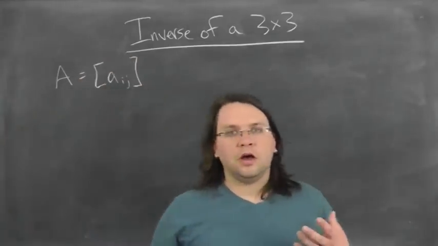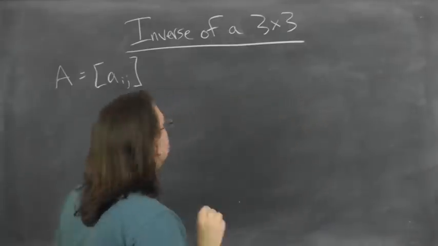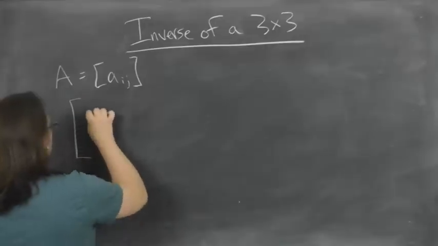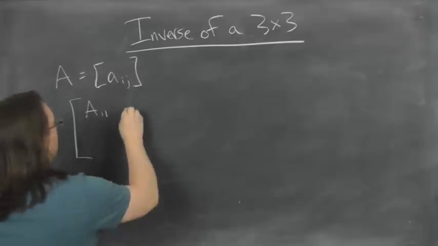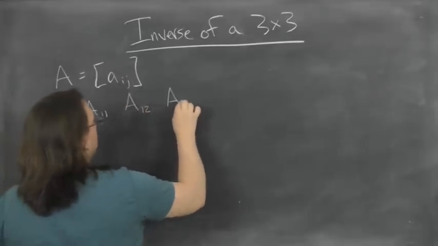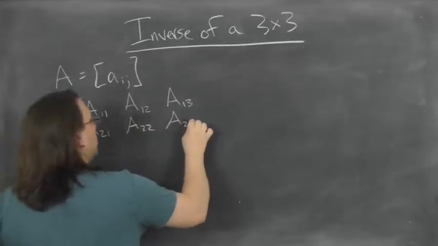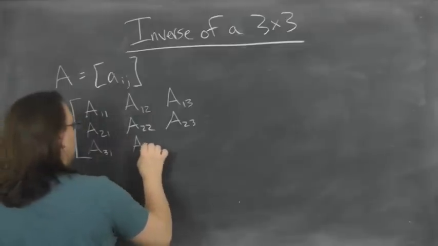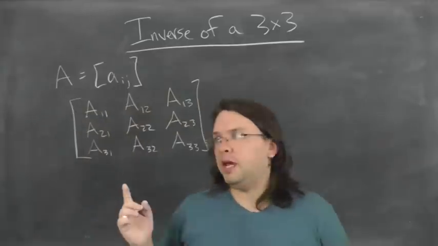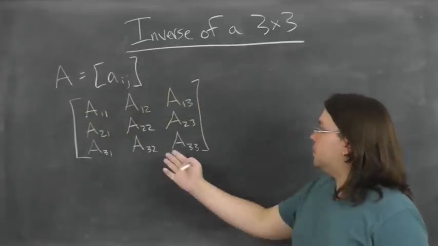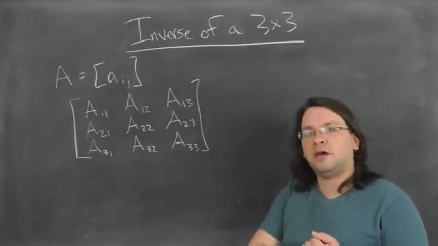I've got the matrix a_ij, little a, and I'm going to form the new matrix of cofactors. So in the 1, 1 position, I'm going to put the cofactor corresponding to the 1, 1 position, and so on. So this is what's called the matrix of cofactors, for the obvious kind of reason that we've taken our original matrix and replaced it with all of the cofactors for the exact same positions.